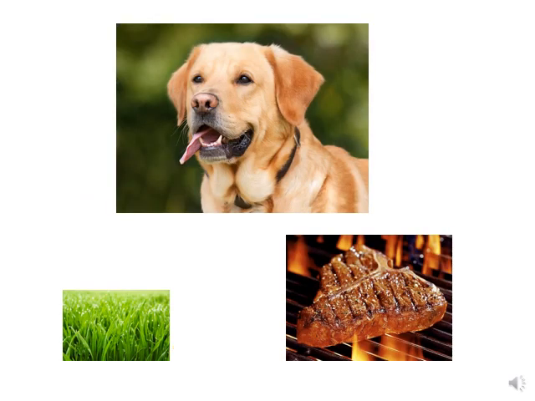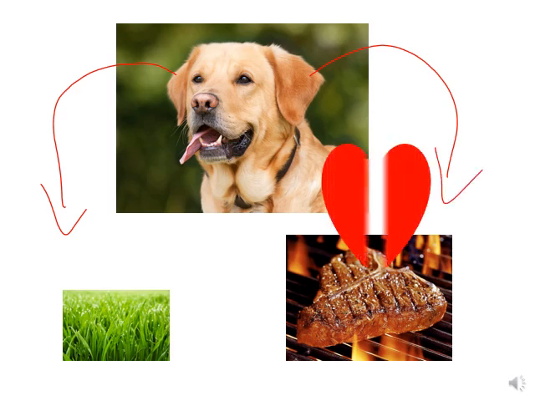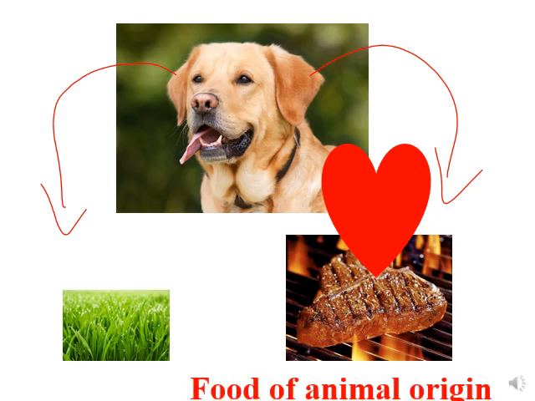While this dog, will he consume grass or will he consume meat? So for sure, the dog likes meat. So is the food from plant origin or from animal origin? Meat, sure, from animal. So it's a food of animal origin. So till now we have two types. The cow, for example, consumes food from plant origin, while the dog consumes food from animal origin.